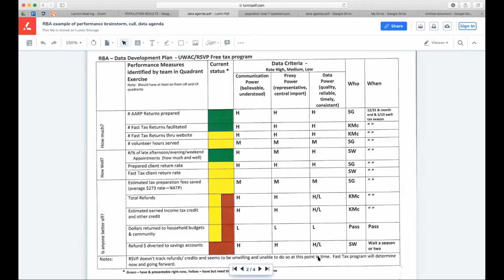there's still a human element to this. I mean, there's still human judgment involved, but we talked about communication power. Is it believable and understood? Could a general person at a town meeting understand this measure? Proxy power, does it represent something of central import to the work that we're doing? And then data power, can we actually get this data? Do we have the resources to get it in a timely, informative way that will help us pivot as the program's going on? And you'll see that there's highs and mediums and lows here.